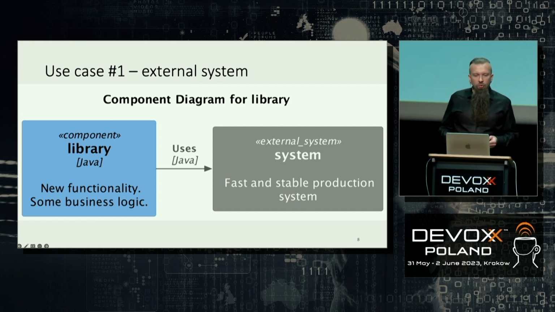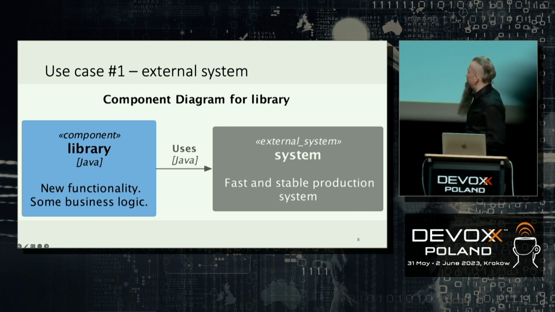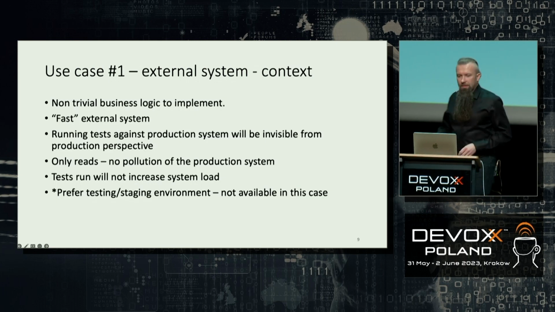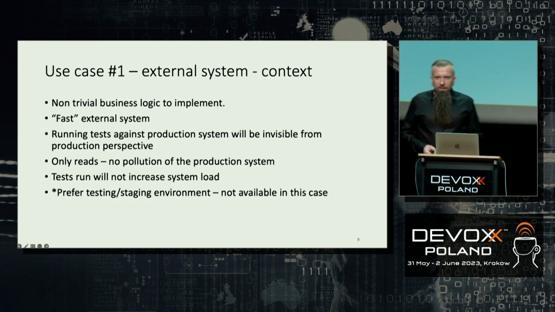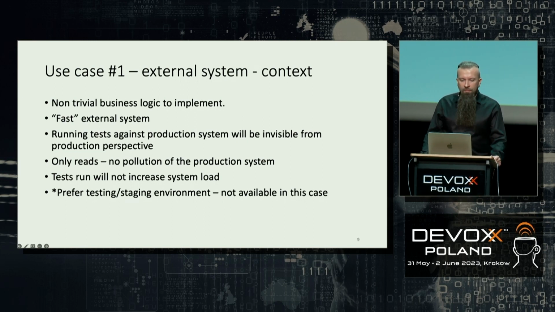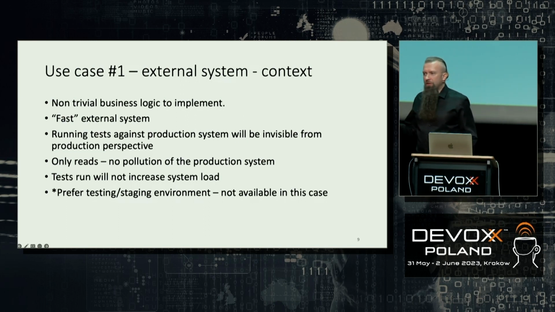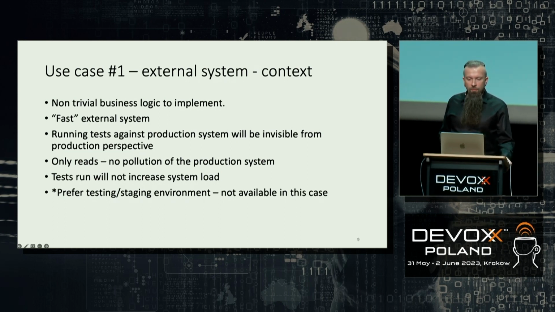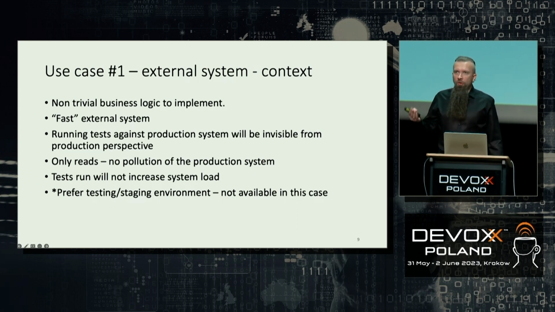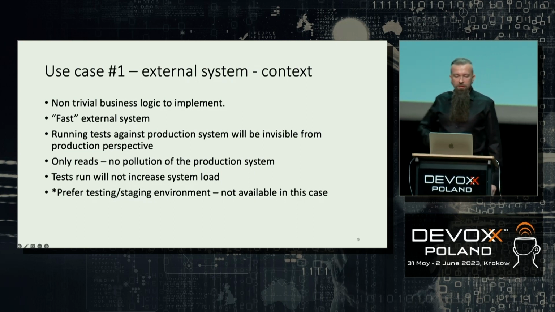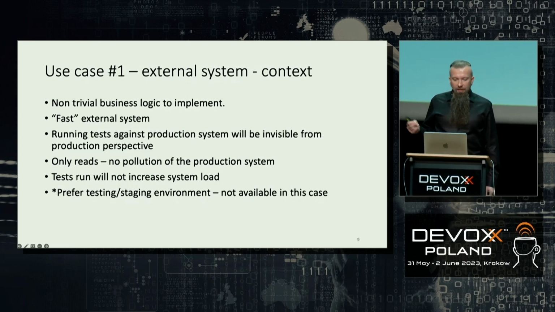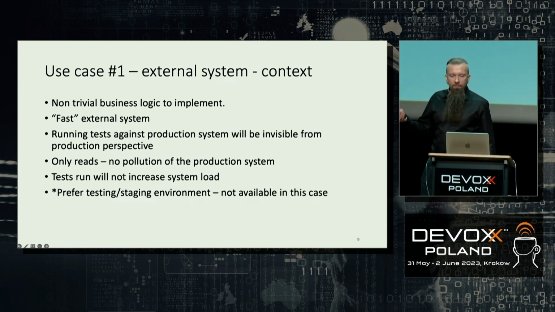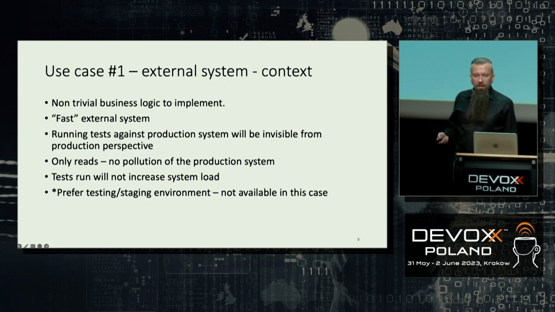So let's imagine we are going to create some kind of library with new functionality, with some business logic, and this library is going to use some external fast production system. The full context is we are going to implement non-trivial business logic with a fast external system. It means we have an almost immediate response from it. Running tests against the production system will be invisible from the production perspective, only reads, so we are not going to pollute the production system. A test run will not increase the load at all. It will be insignificant. Of course, we would prefer to have a testing staging environment. However, it was not available.